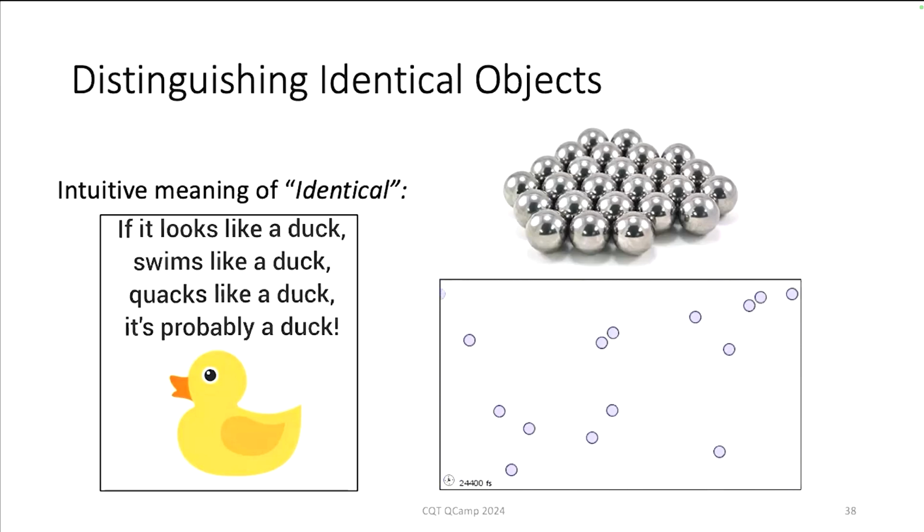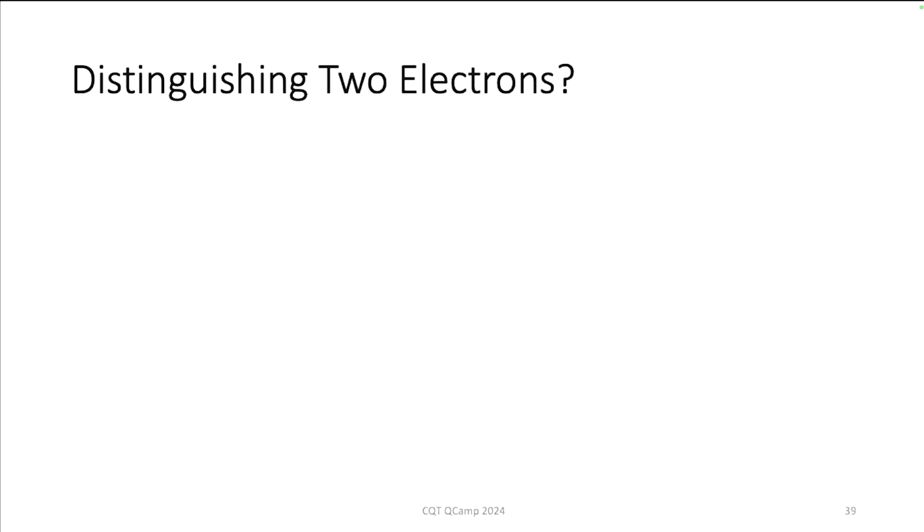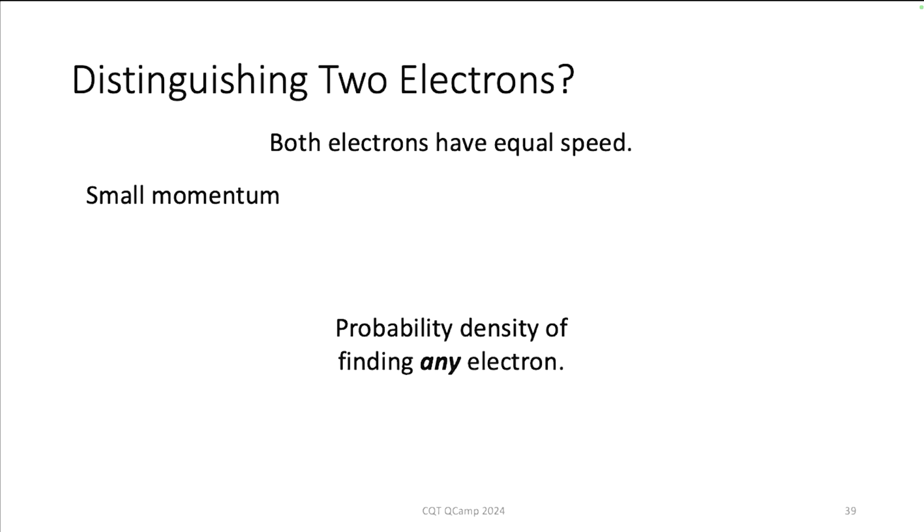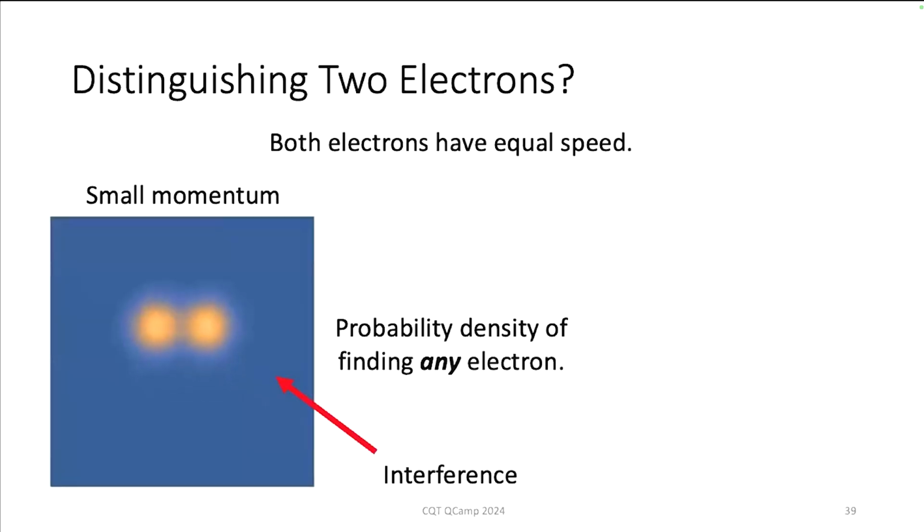What happens if we want to distinguish two electrons? The electrons are all identical. They have the same charge, same mass, same behavior. How do we distinguish them? Suppose we have both electrons colliding with each other with equal speed, with a small momentum, and then we look at the probability density of finding any electron. Of course, this is pretty predictable.